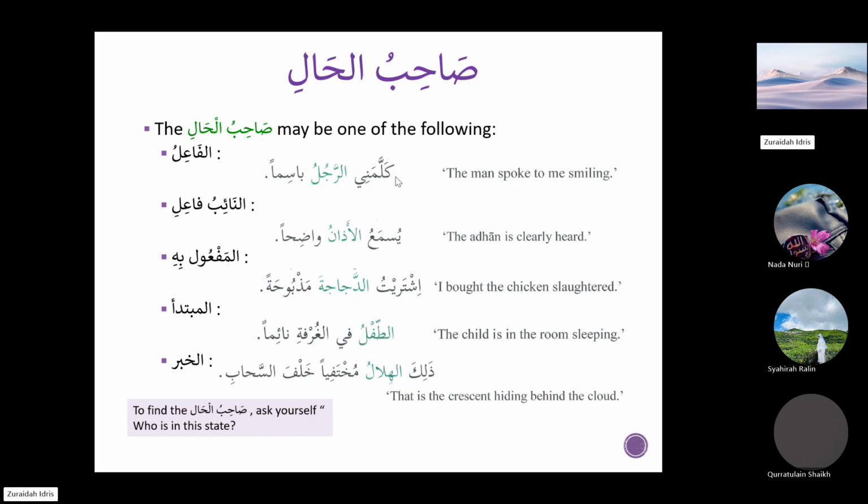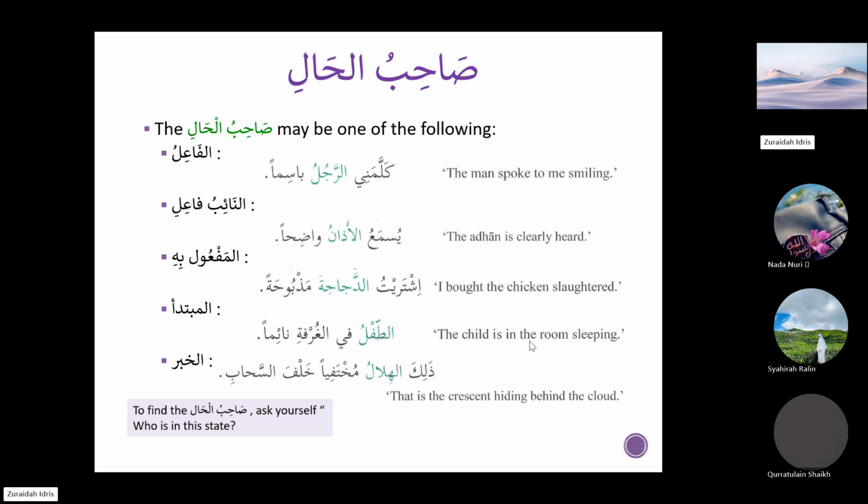Someone spoke to me, kalamani. And who is the one who spoke to me? A man, right? And he spoke to me smiling. So who was smiling? The man who spoke to me. So this is your sahibul hal. And what was clearly heard? The azan. So this is your sahibul hal. What was slaughtered? The chicken.